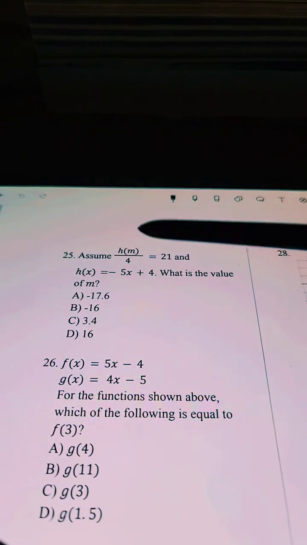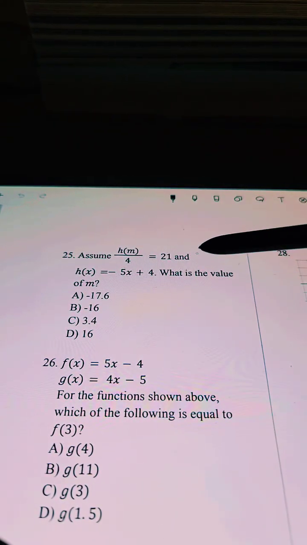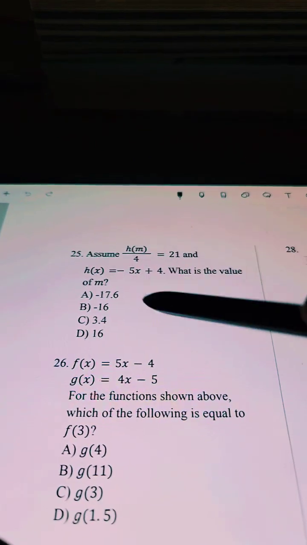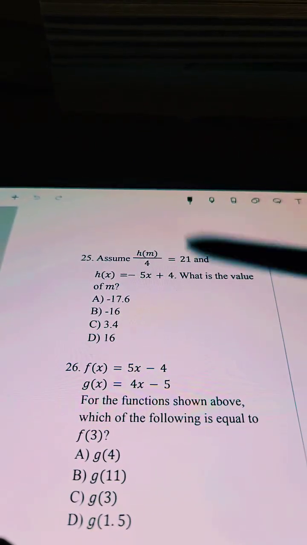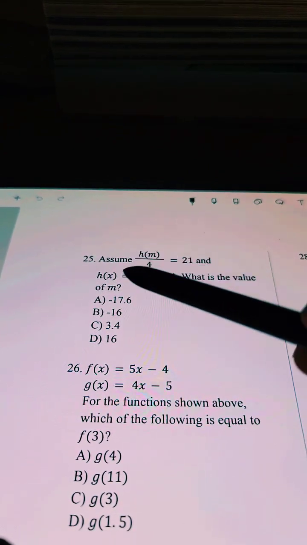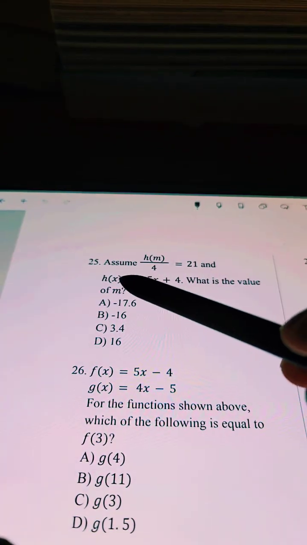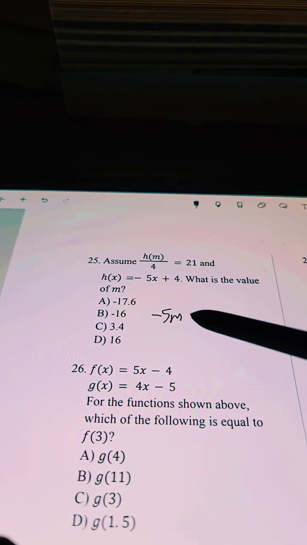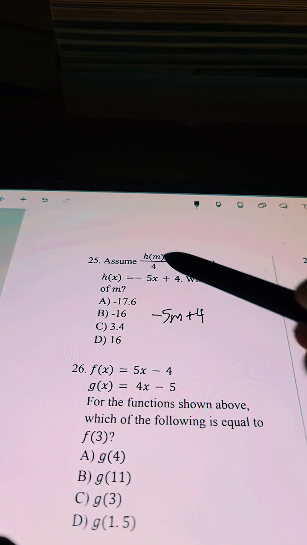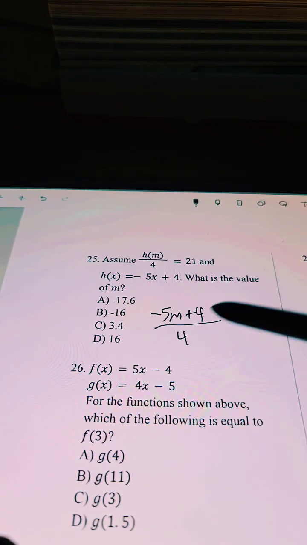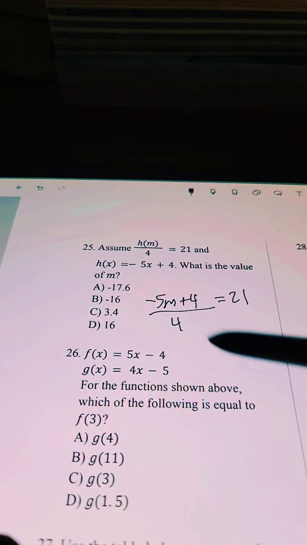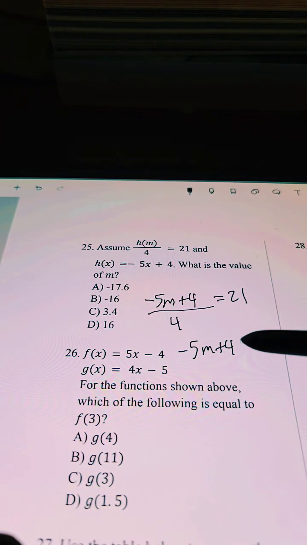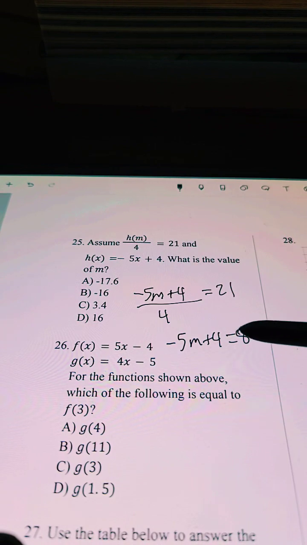So then let's go to number 25 over here. For number 25, we have h of m over 4 is equal to 21, and h of x is equal to all this. What is the value of m? So we're finding m. Again, just trying to trip you up with different variables. So h of m is taking the place of x. So if I want h of m, it's going to be negative 5m plus 4 up there over 4 is equal to 21. So now I'm going to multiply by 4 on each side. So then I get negative 5m plus 4 is equal to 84.